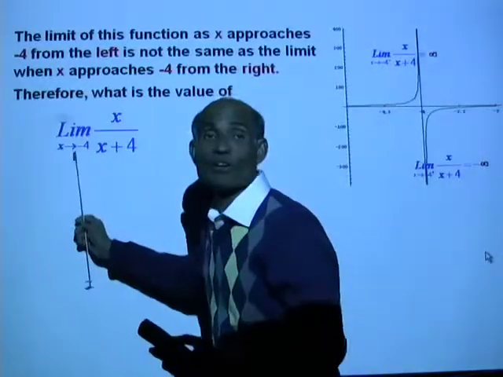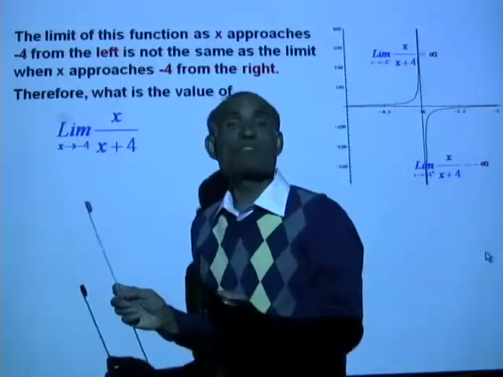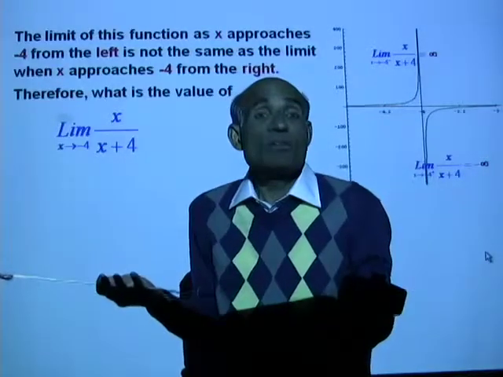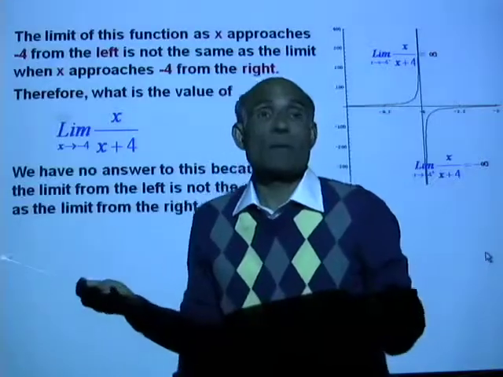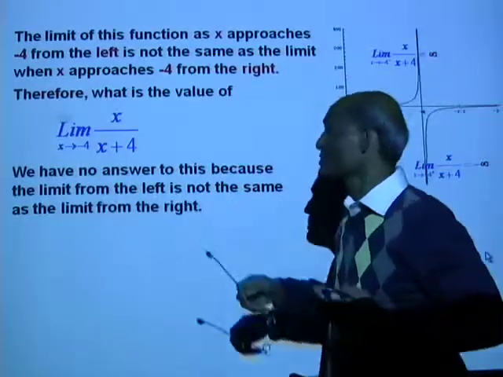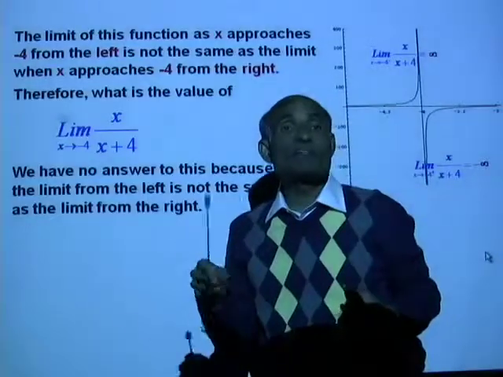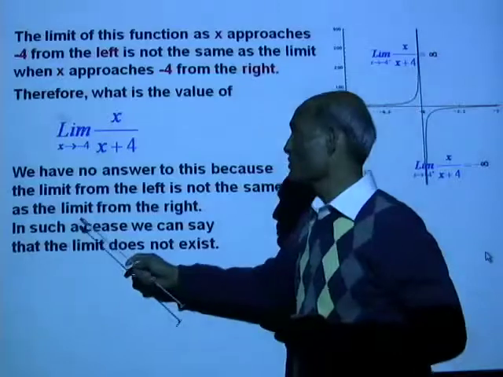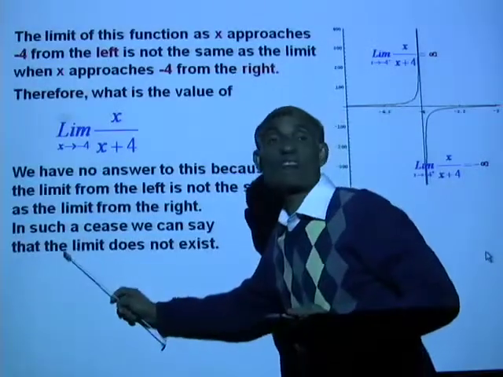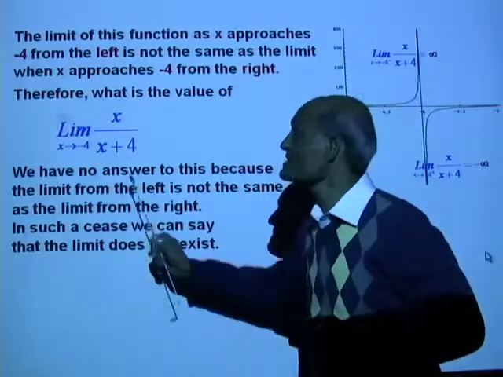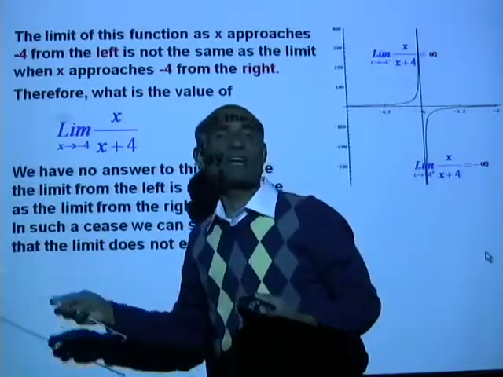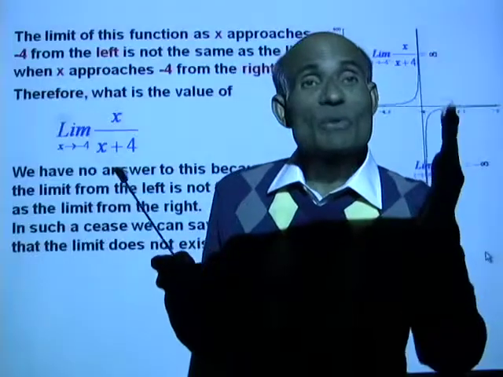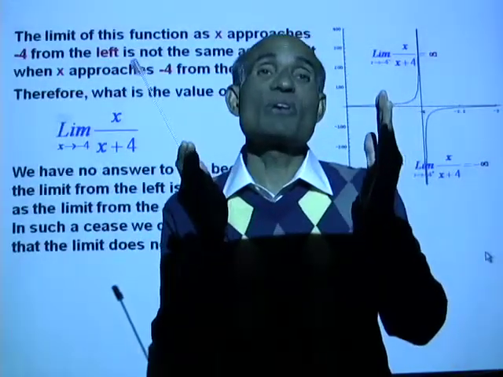And therefore, if somebody asks you this, the only thing you can say is that, I don't know, because it's not clear. So we have no answer to this, because the limit from the left is not the same as the limit from the right. And we say in such a case that the limit does not exist. Why doesn't it exist? Because the limit from the left is not the same as the limit from the right.